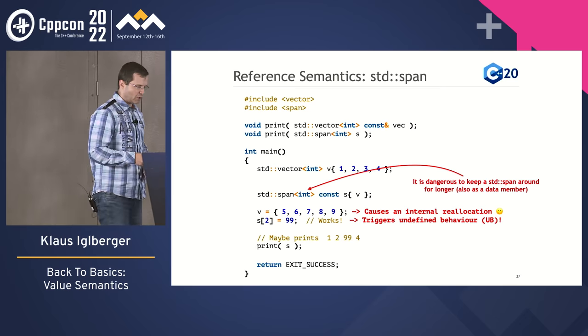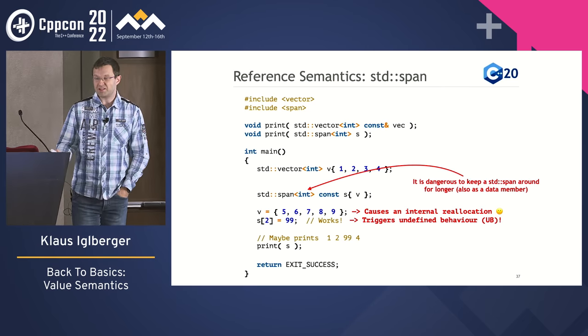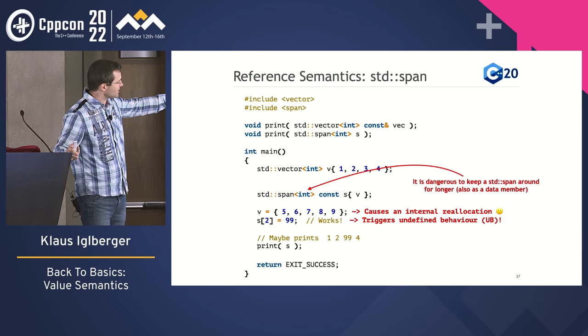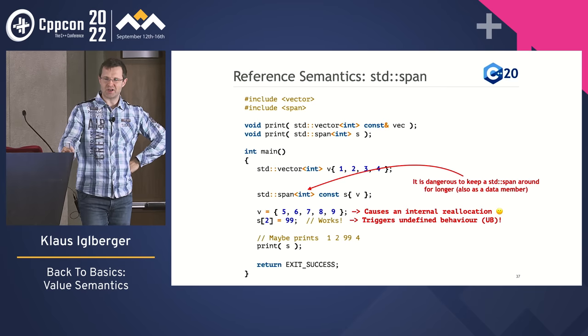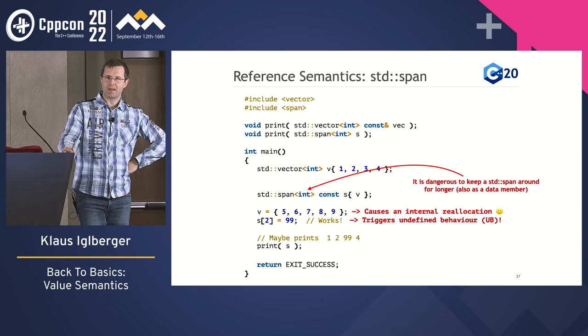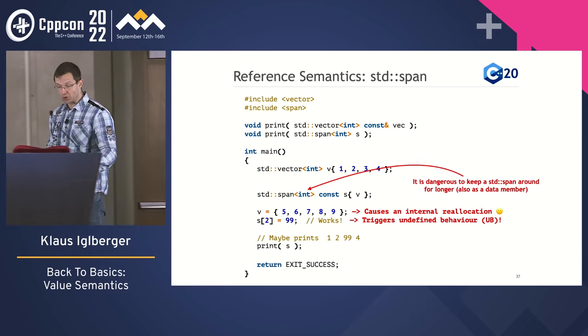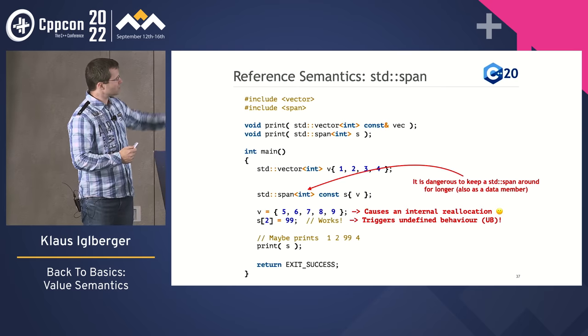But now you might be asking yourself, or me, does this mean that I now have to use values all over the place? Are references and things like span bad? Does the guy on stage actually try to discredit span? No, actually not. Span is great. I'm actually a huge fan of span and string view and the like. They're huge, they're really good.